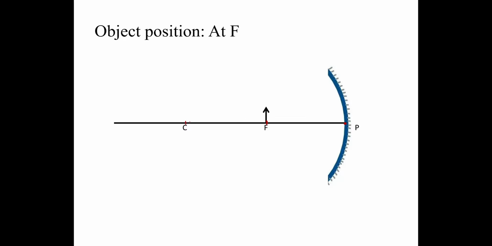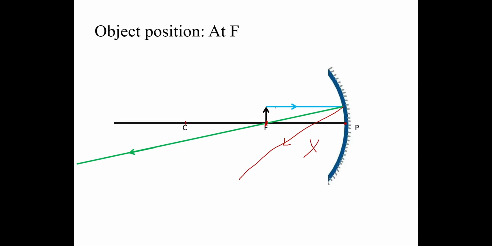So here I am applying rule 1, that is parallel to principal axis. Then what happens to the ray after reflection? It passes through F. See, don't confuse. It should pass through F. You cannot draw like this. When you draw like this, it is wrong. Why? Because our rule says when it is parallel to principal axis, it should pass through F. Your F is here, so it should pass through this point. So keep that in mind when you are drawing the diagram.